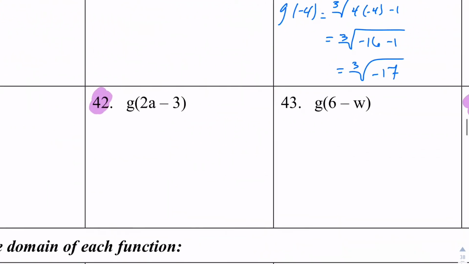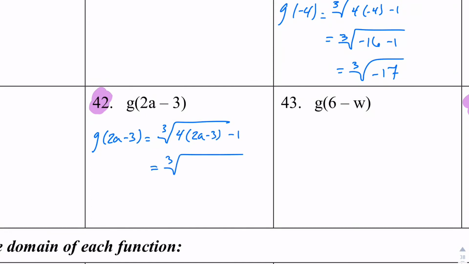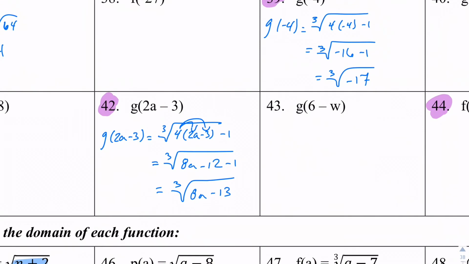g of 2a minus 3. So I'm going to take the cube root of 4 times 2a minus 3, minus another 1. And that is distributing: 8a minus 12 minus another 1. The cube root of 8a minus 13. I should probably get my notation going over here.